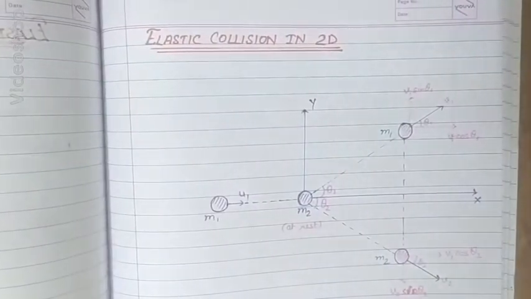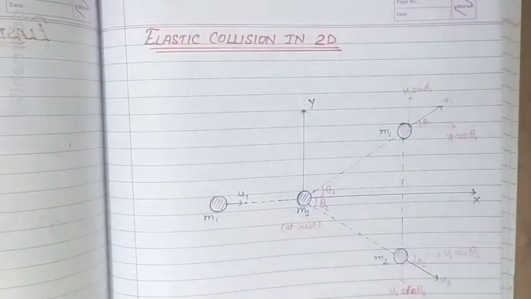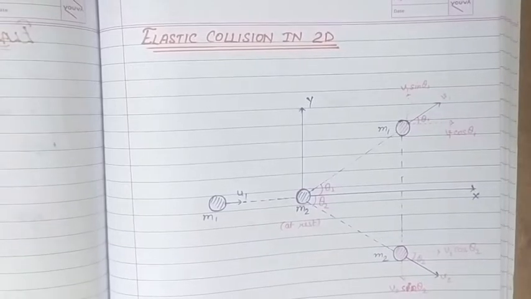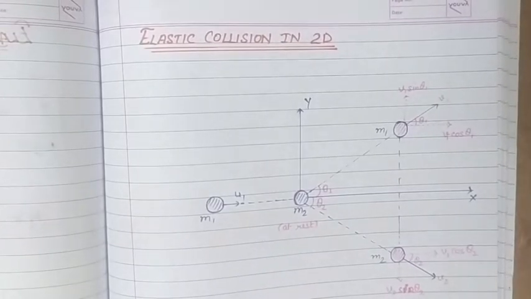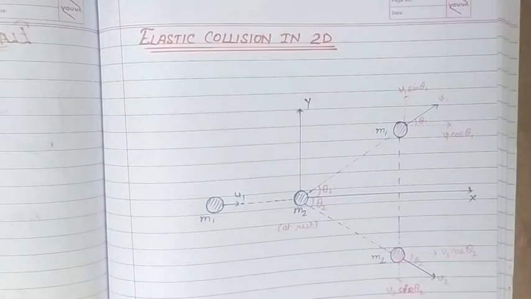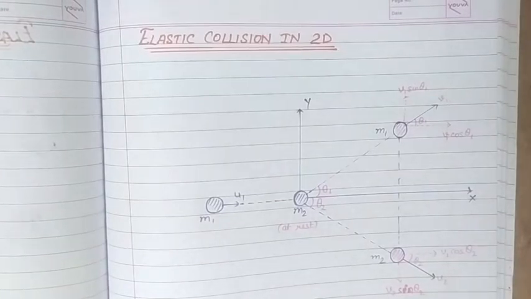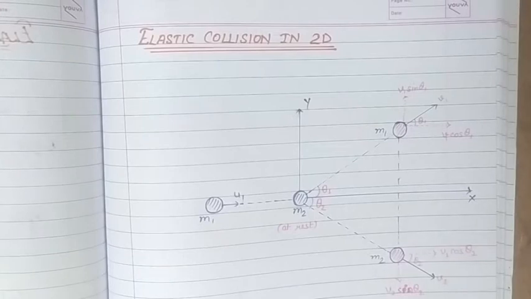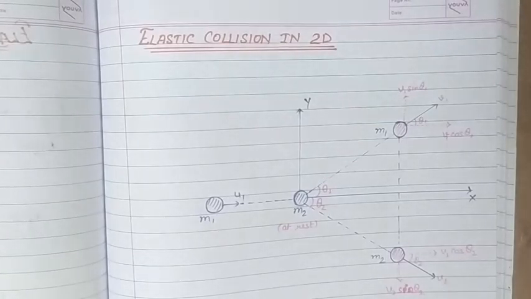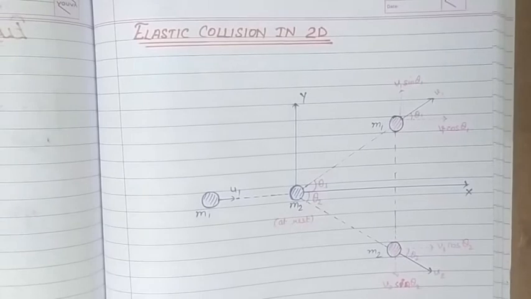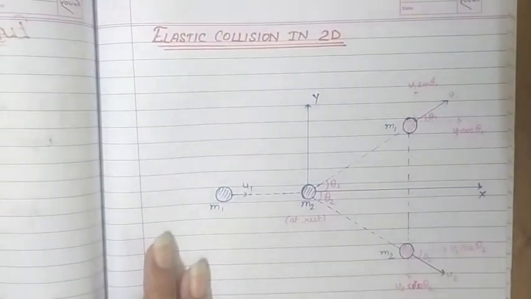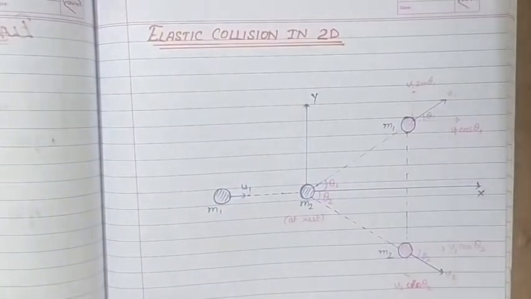After studying elastic collision in one dimension, the next thing that we have to study is elastic collisions in two dimensions. In two dimensions, before and after collision, the particles are not moving along the same straight-line path, but they lie in the same plane. That's why we call such a collision an elastic collision in two dimensions.